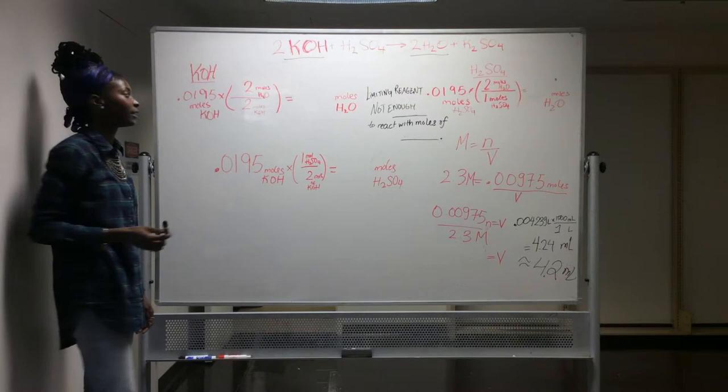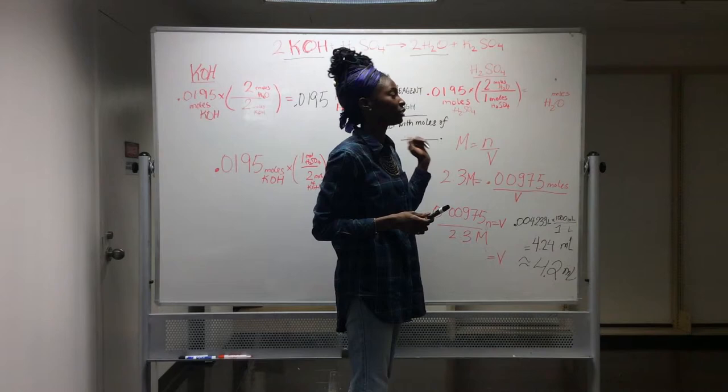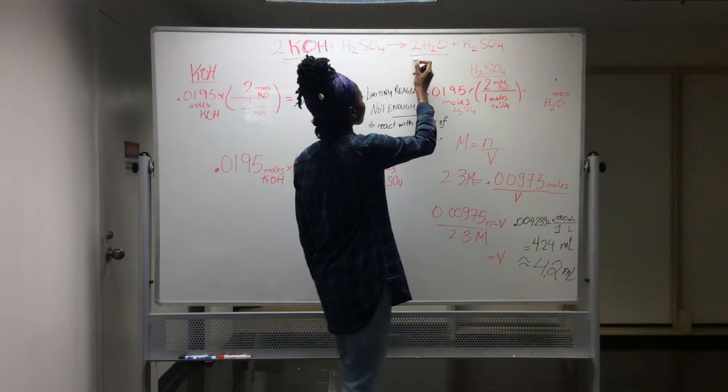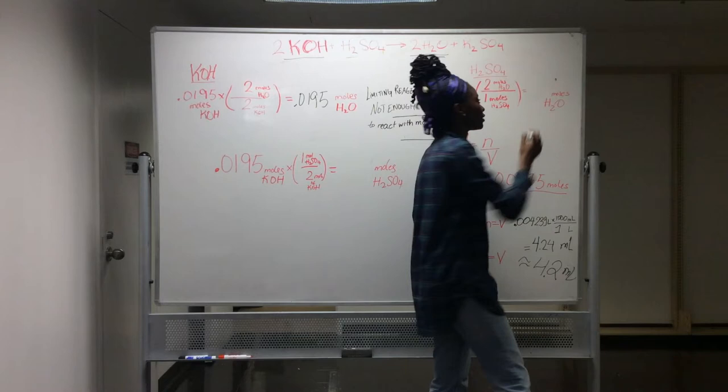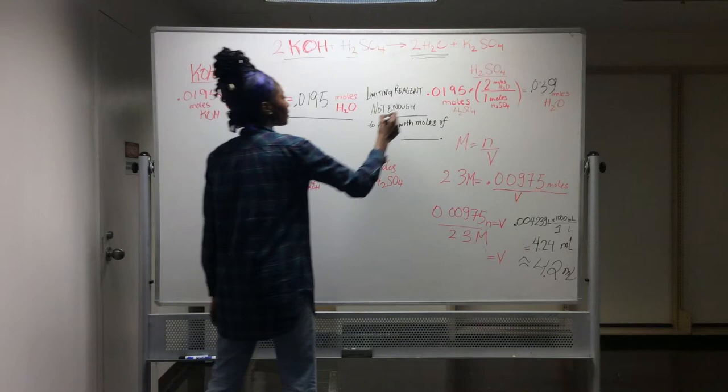0.0195 moles of H2O. We compare this with the moles received from H2SO4. We multiply 0.0195 moles of H2SO4 by 2 over 1, which is the ratio between H2O and H2SO4, and it gives us 0.039 moles of H2O. From here, we can tell that KOH is the limiting reagent because there is not enough KOH to react with the moles of H2SO4.